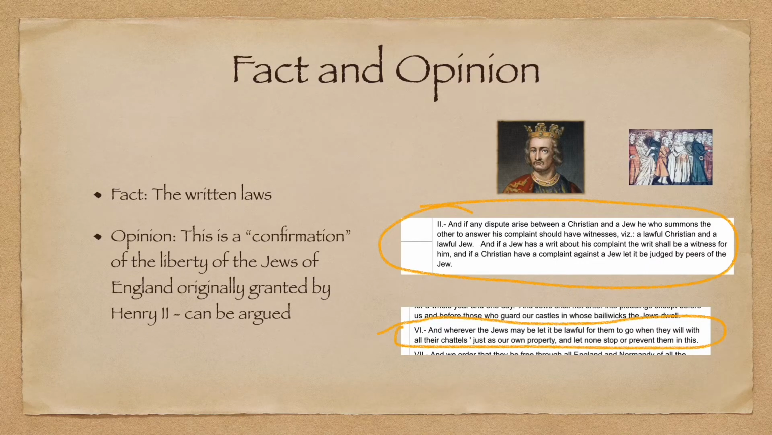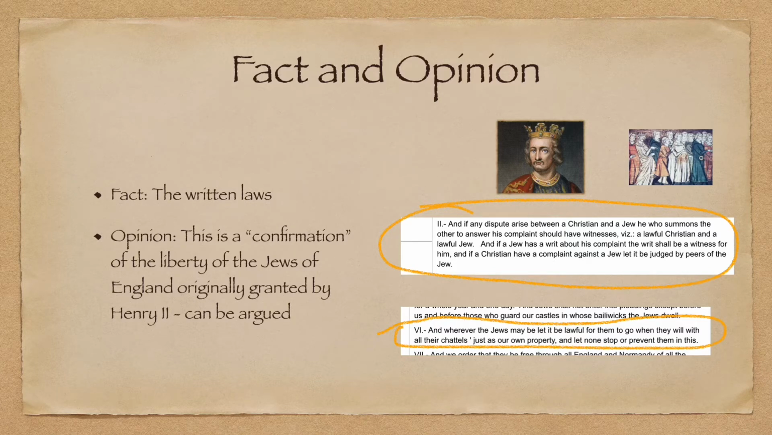So, fact and opinion. The facts of the charter are the written laws. The primary source begins with the section Charter of the Jews of England. As you go down the charter, the laws are written in Roman numerals, with each numeral being a new law. So on the side, I have two examples of the law. I'm just going to read the first one.